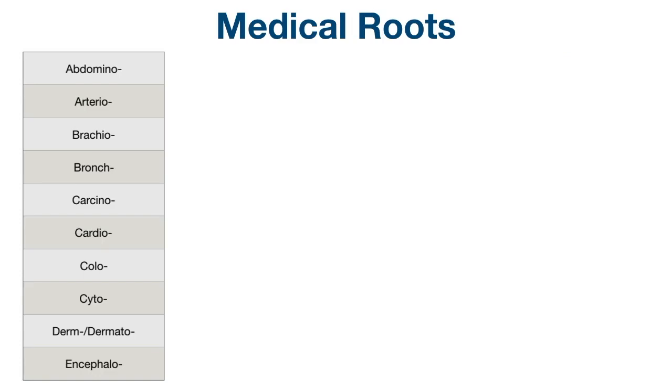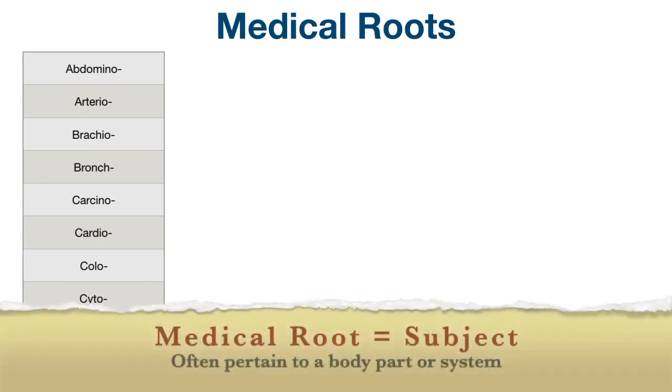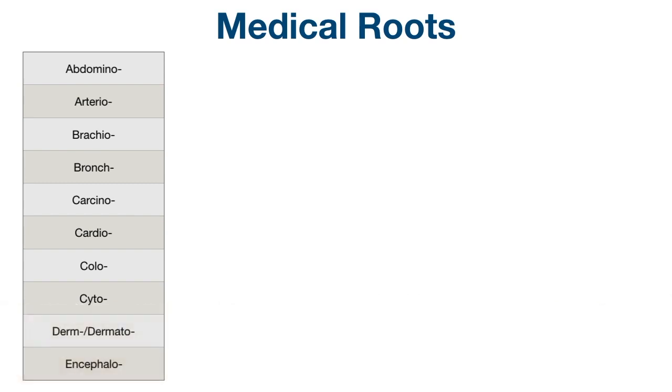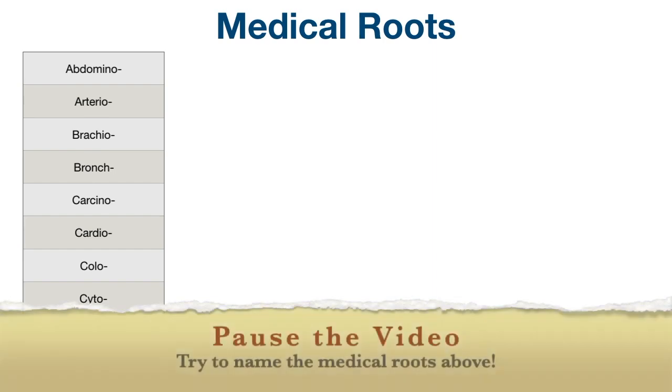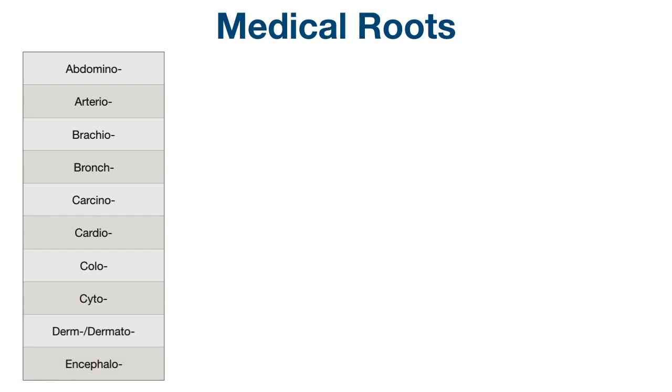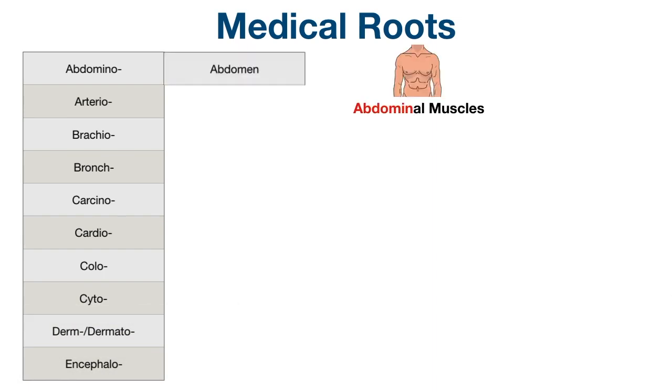As mentioned before, medical roots are the subject of the word and often pertain to a body part or system. The root may form the beginning of the word if there is no prefix, or they might form the middle of the word if there is a prefix. There may also be more than one root combined together. As we go through the medical roots, hit pause in the video and see how many you can define before looking at the answers. Starting with abdomino, this means abdomen.